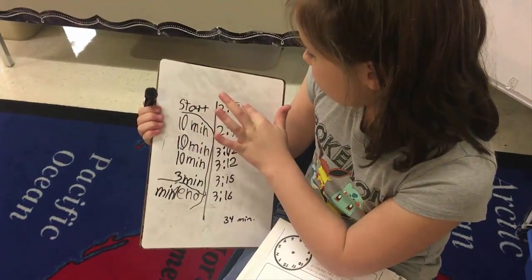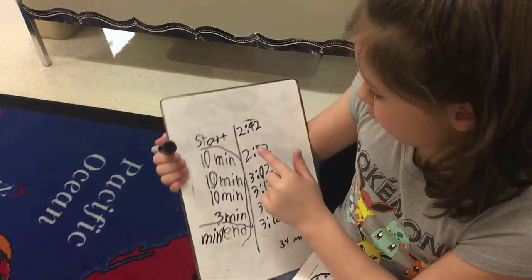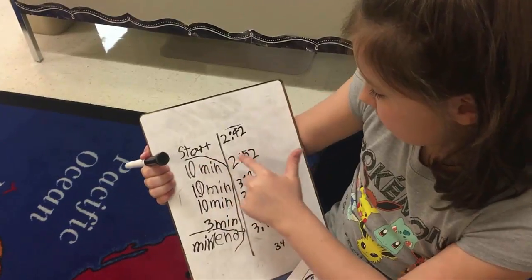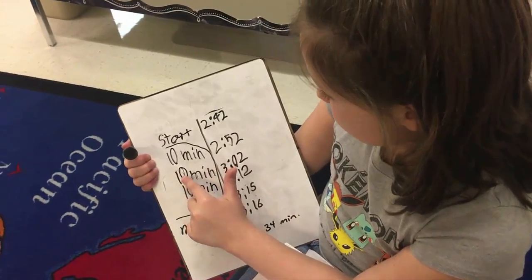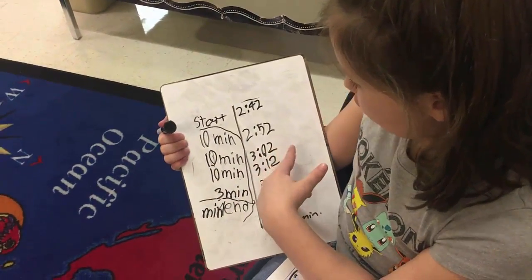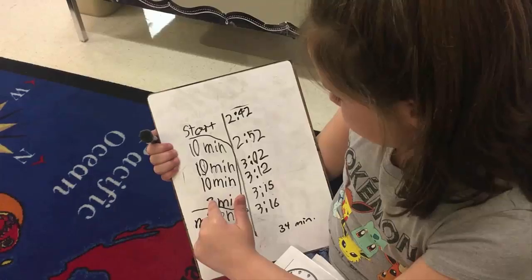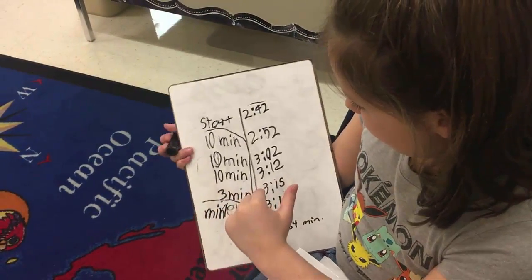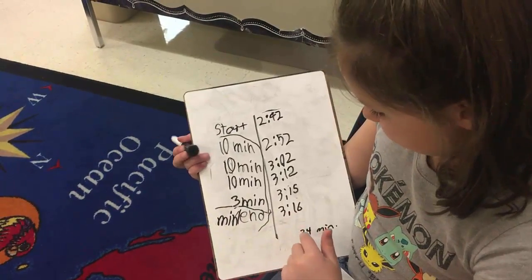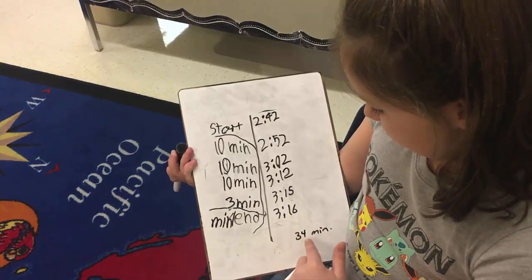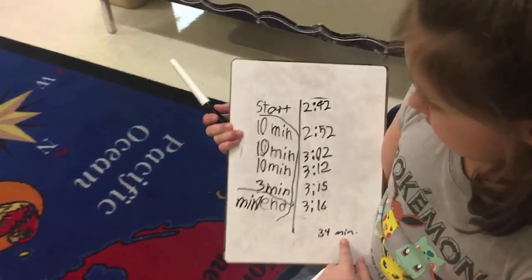Started with 2:42. I added 30 minutes. And when I added 10 minutes, I got 2:52. When I added 10 more minutes, I got 3:02. When I added one more 10 minutes, I got 3:12. When I added 3 minutes, I got 3:15. And at the end part, I figured out that it was 34 minutes for the change.